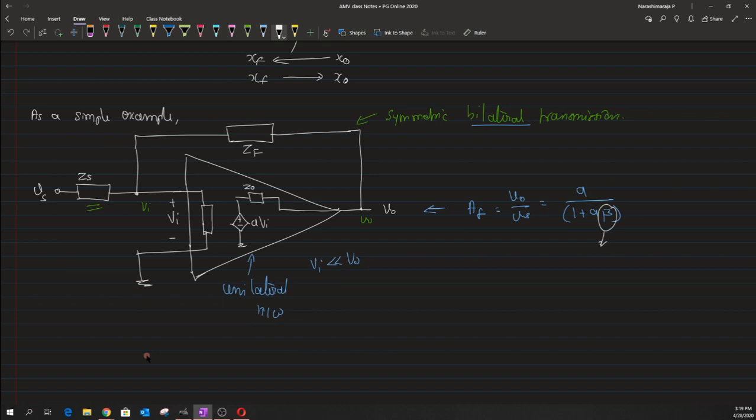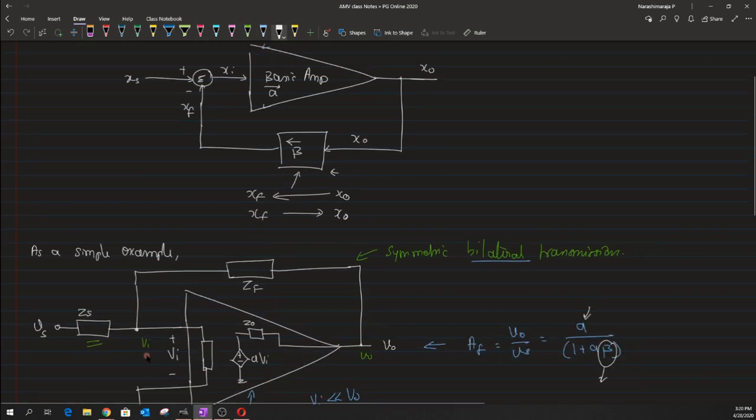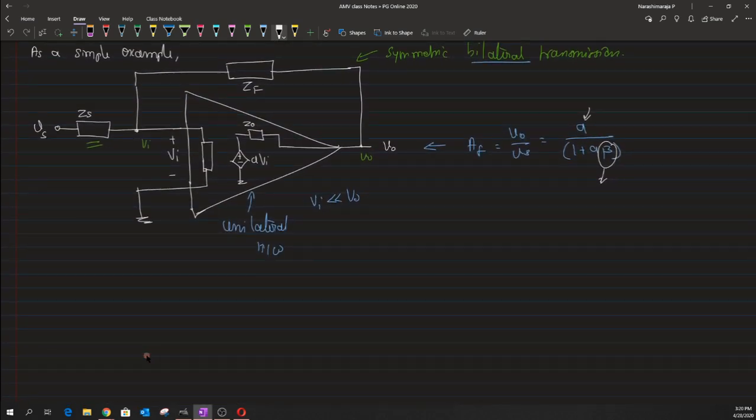Okay, and due to this bilateral transmission through this feedback impedance, finding this basic amplifier gain A and finding this beta, or the feedback network beta, becomes difficult using the analysis that we have discussed earlier, that is the two port analysis method. One cannot use this two port analysis method to evaluate these values. So it becomes more difficult for us to evaluate such two terms out of this two port, or TPA, analysis method.